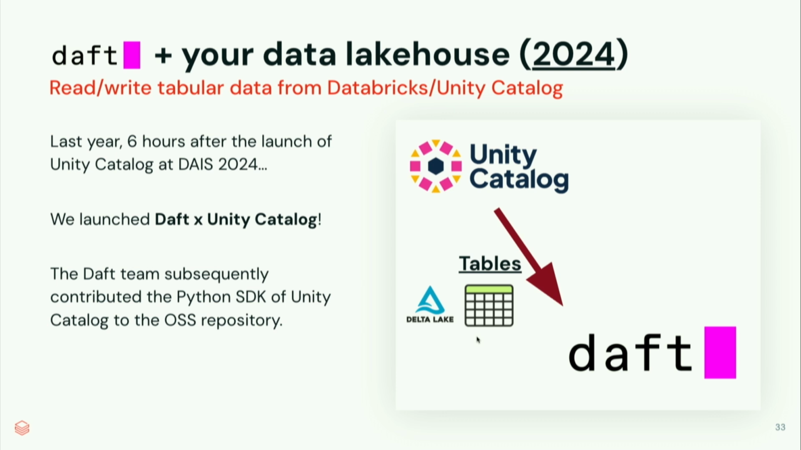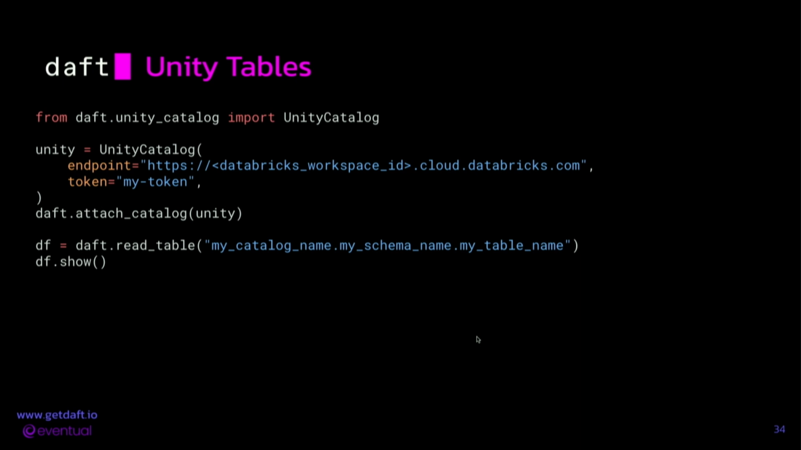And under the hood, Unity Catalog tables are actually just Delta Lake. And so we built this in like less than 6 hours, and it was pretty cool. And what that looks like is this. You would just create a Unity Catalog instance, attach it to Daft attached catalog, and then now you can read any table in your Unity Catalog just by specifying the table name, and Daft will find it by making API calls to Unity Catalog.